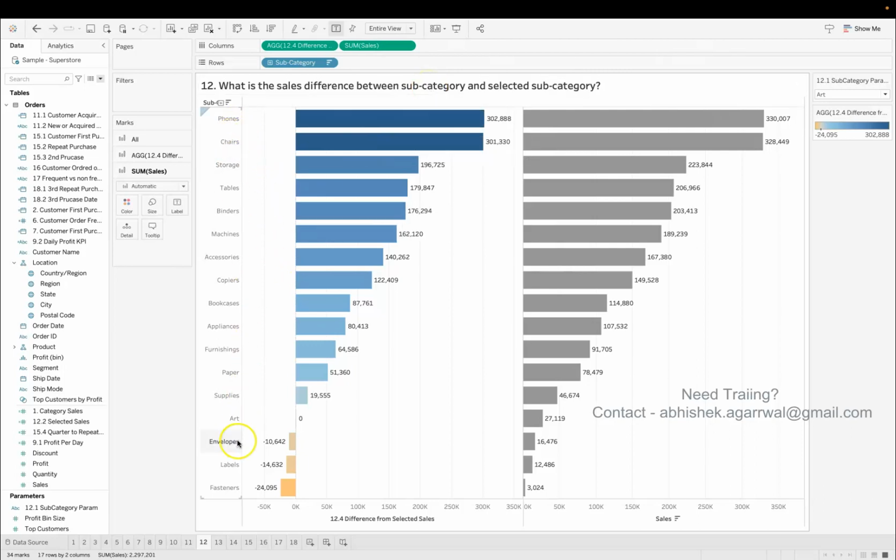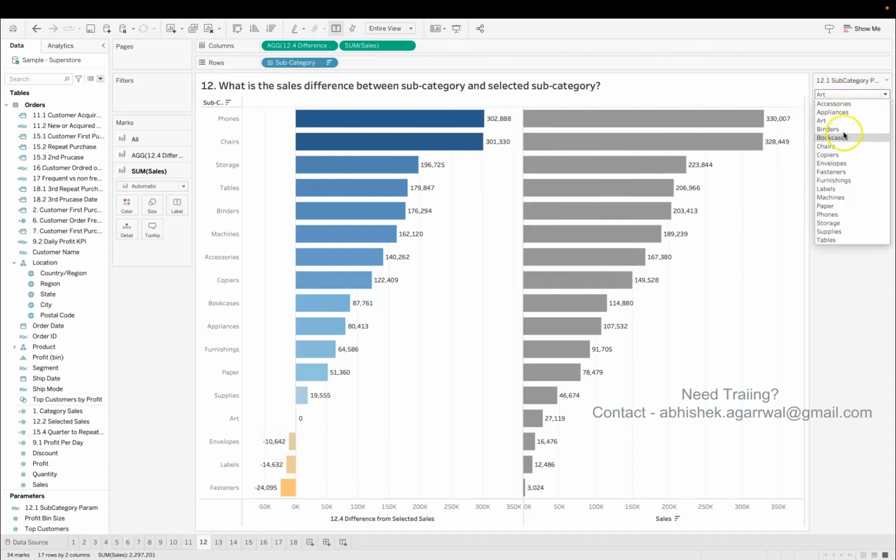So these are the subcategories, right? And right now the art is selected. So if you find the difference between art and art, it will be 0, right? Because both are having same values. But then what is the difference between phones and art? So clearly phones is leading, or phone is really having the sales higher than the art. But then these categories, envelopes, labels and fasteners, are having the sales lesser than art. That's why the difference is in negative.